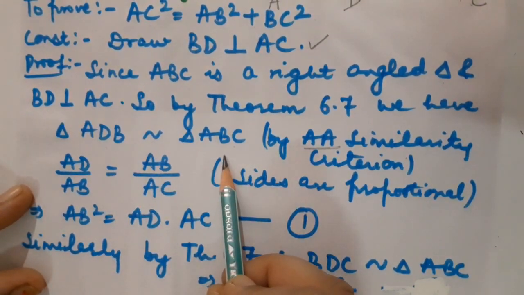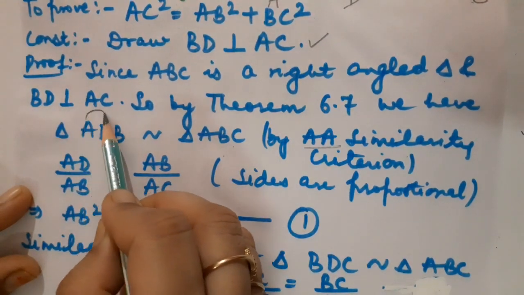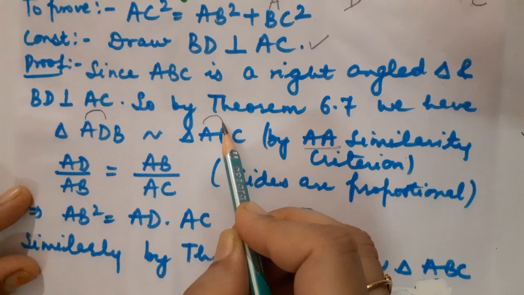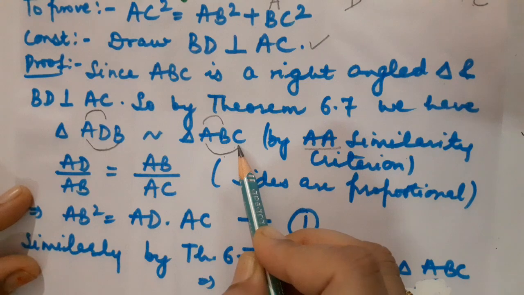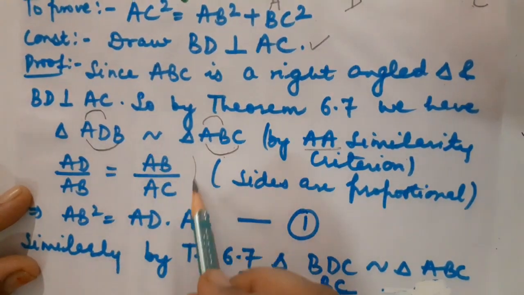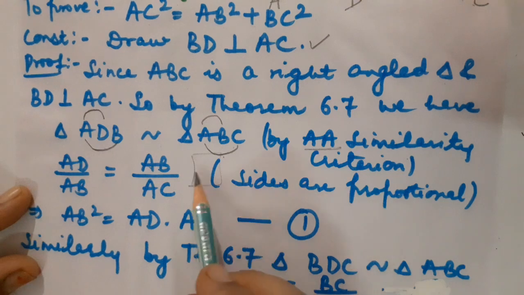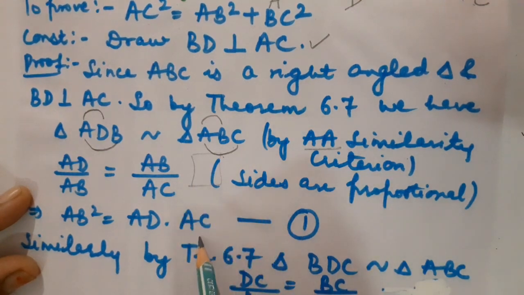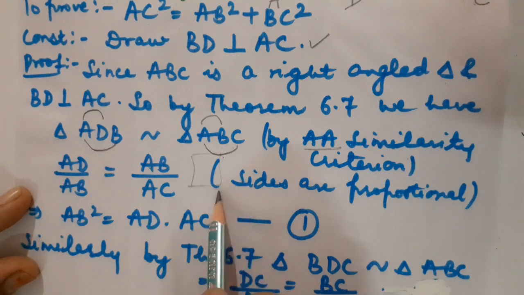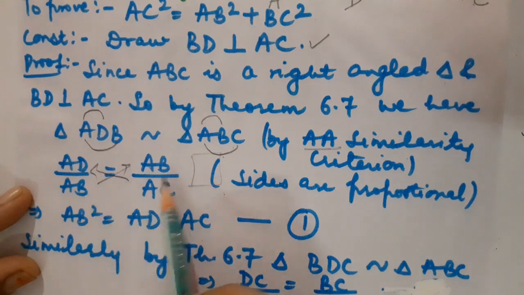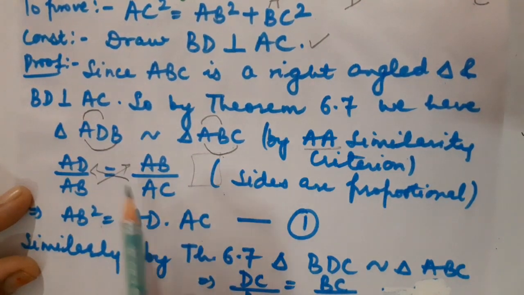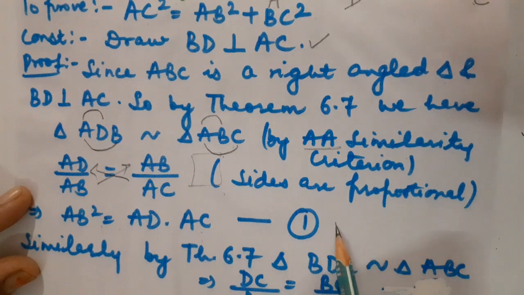So, if the triangles are similar, then can we say that the corresponding sides must be in the same ratio? Of course. So let us take the corresponding sides: AD upon AB is equal to AB upon AC. Clear? Now, you could take the third relation also, but I don't require that third relation, so I haven't taken it. I will let you know why I don't require the third relation. Okay. Now, while cross multiplying, AB into AB will become AB square is equal to AD into AC. That is equation number 1.